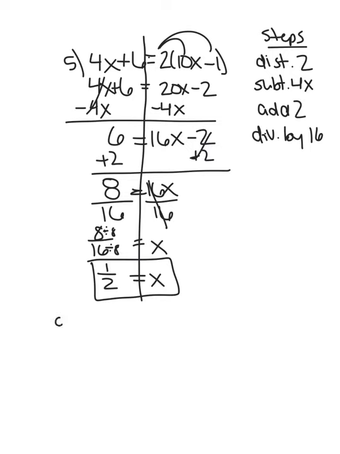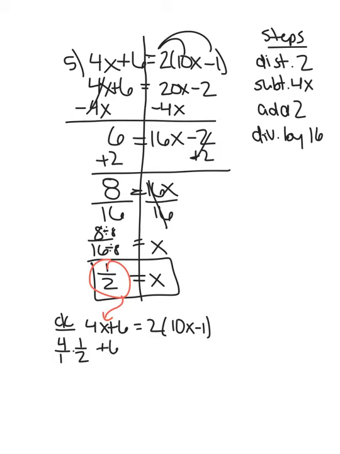And then our last step here is to check. So let's go ahead and check. We're going to take 4x plus 6 equals 2 times 10x minus 1. So we're going to take this 1/2 and plug it in for this x first. Since I'm going to be multiplying 4 times a fraction, I'm going to make the 4 a fraction, right? 4 over 1 times 1 over 2. That's what this means, plus 6.